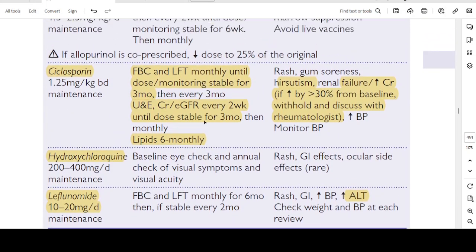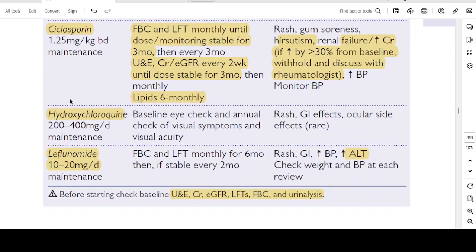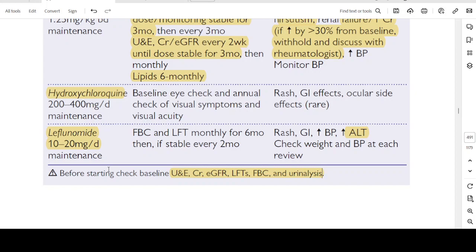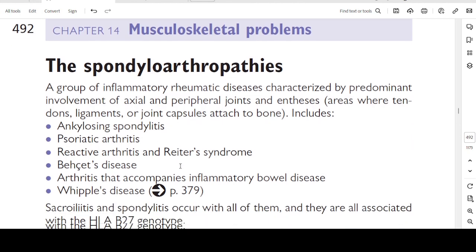I think this is for allopurinol. Whenever you are prescribing allopurinol along with azathioprine, first of all reduce the dose of azathioprine to 25%, and then before starting, check the baseline urea, electrolytes, creatinine, eGFR, LFTs, FBCs and urine analysis.